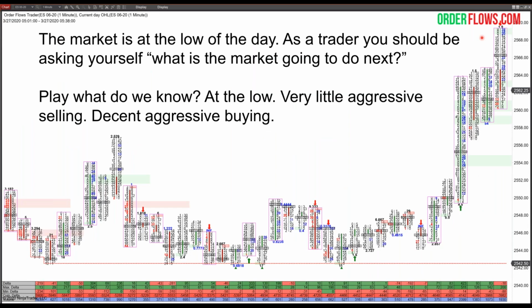So here's another example. This is the market at the low of the day, right? As a trader, you should be asking yourself, anytime the market's at a high or the low, what's the market going to do next? At the low of the day, are we going to go lower or are we going to go higher? Are we going to get a rally? So we're at our lows, we're just hanging around the lows. Okay. Do I see more aggressive buying or more aggressive selling? Well, I see mostly positive deltas coming in here, right? I'm picking up clues in the order flow that buyers are aggressive at these levels. They're trying to buy as much as they can without moving the price.